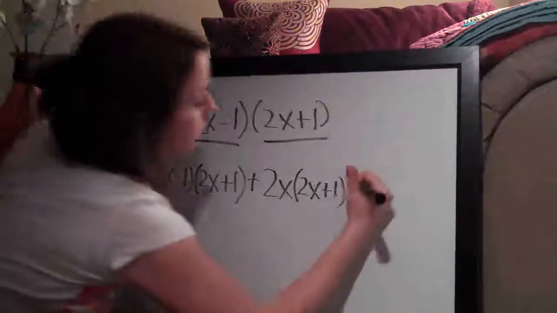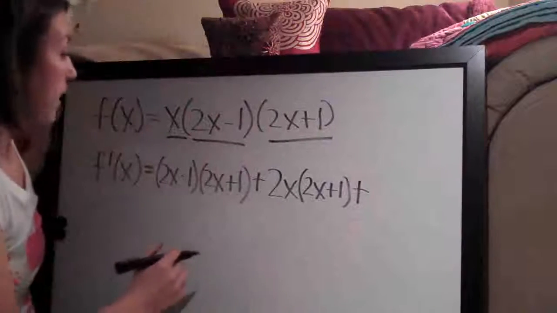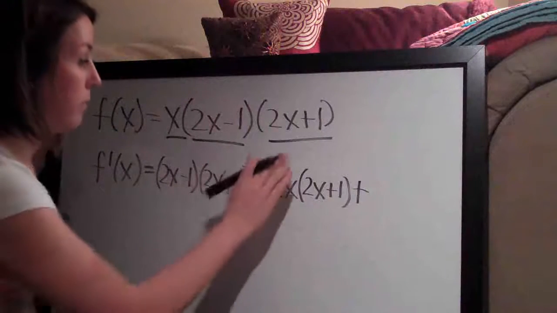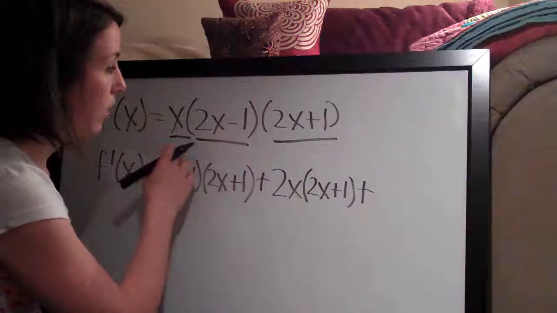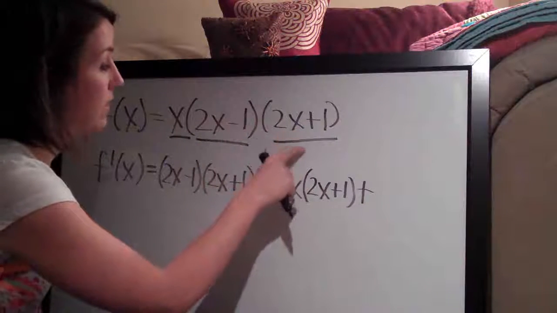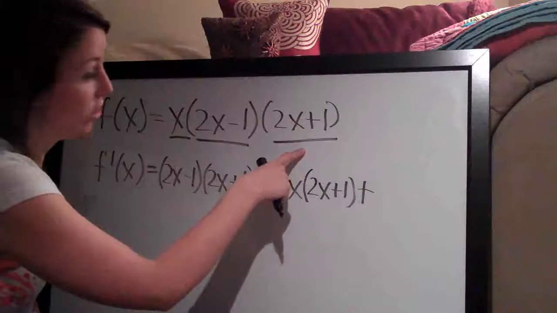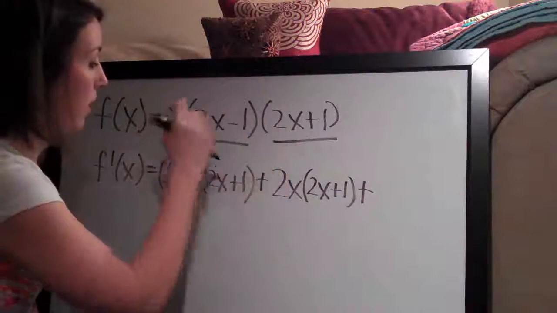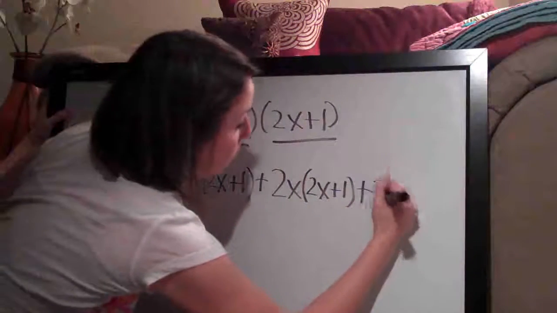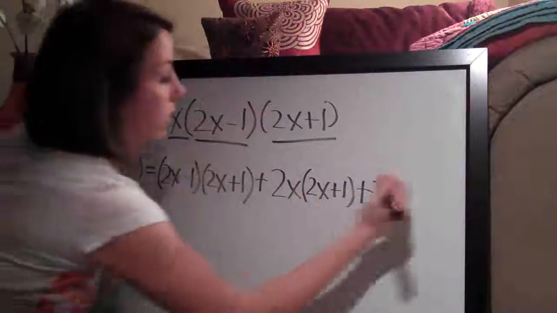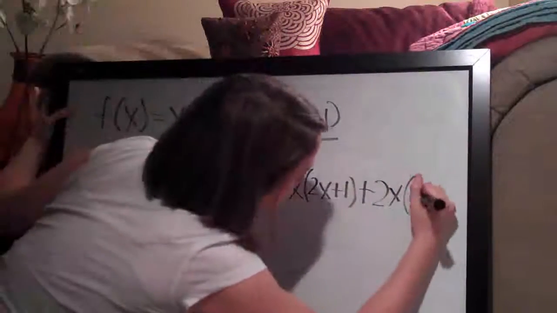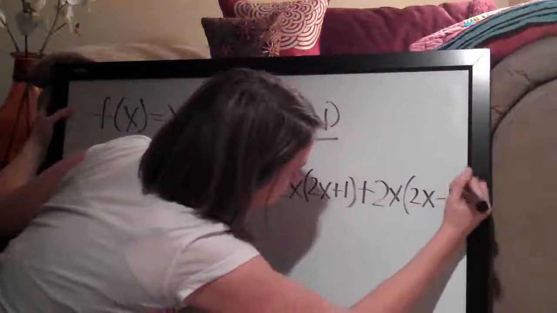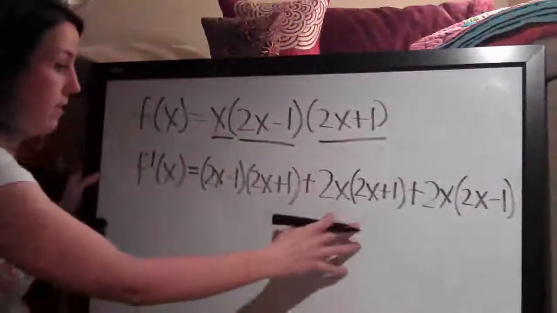And then finally, we're going to add the third term. We're taking the derivative of the third one this time, keeping these two the same. So the derivative of this term is just 2. So we're going to go ahead and move that out front like we did last time. 2, and then we keep these two. There's the x, and then times 2x minus 1. 2x minus 1.